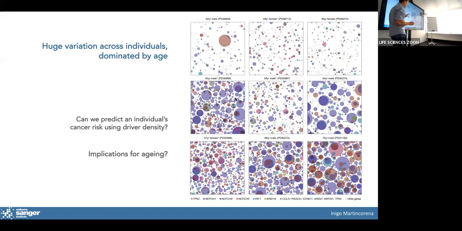And it made us think, because we were looking at this from the lens of cancer, but this is happening in all of us all the time. It made us think about whether these clones could contribute to aging as well.